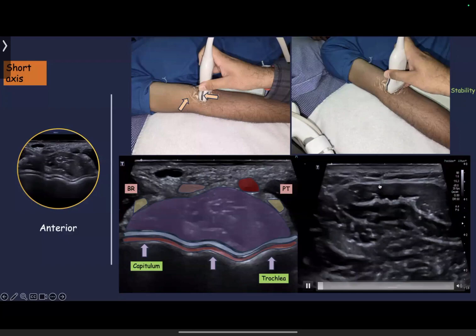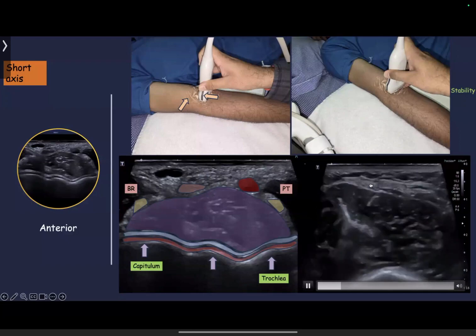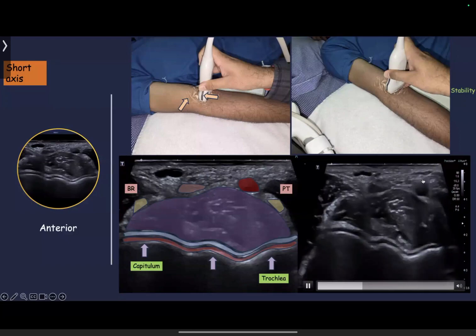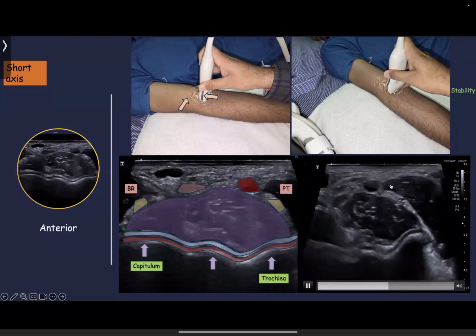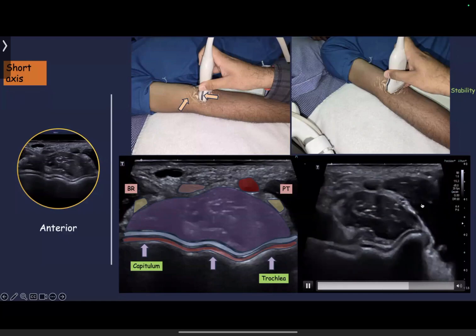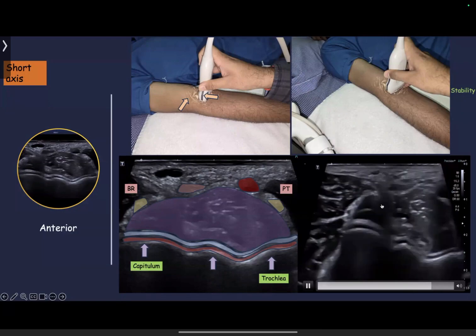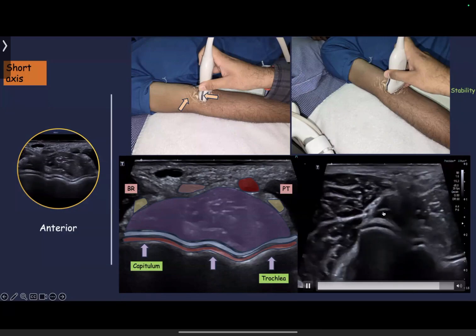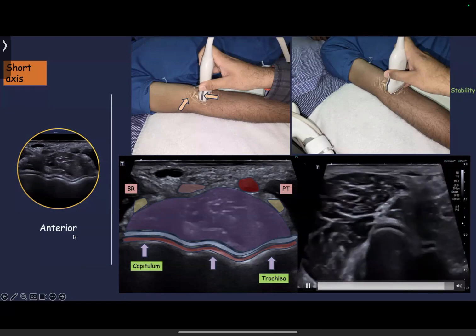So this is the biceps muscle. The biceps tendon is forming here. At the center, we'll just go medially. The pronator teres, the median nerve, the brachioradialis, and the radial nerve here.